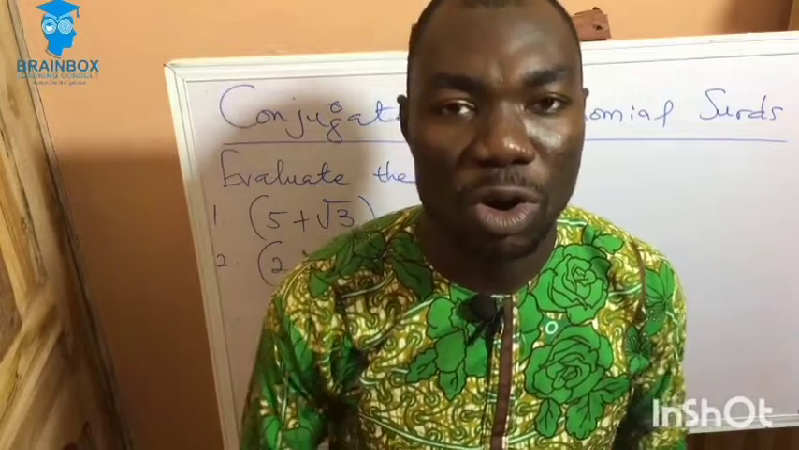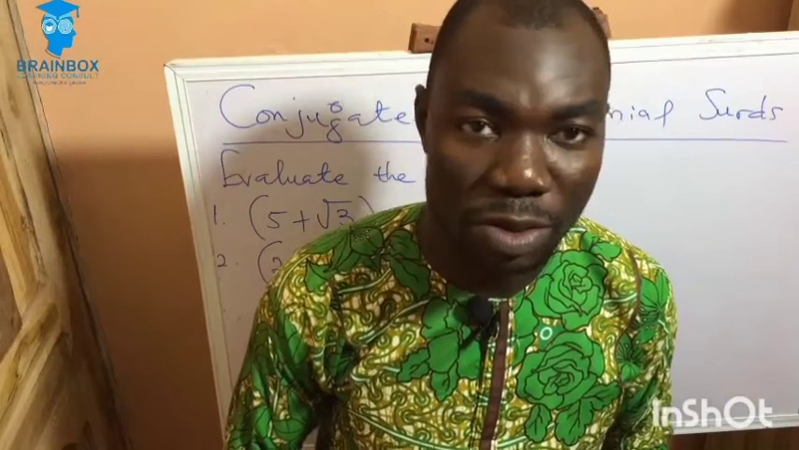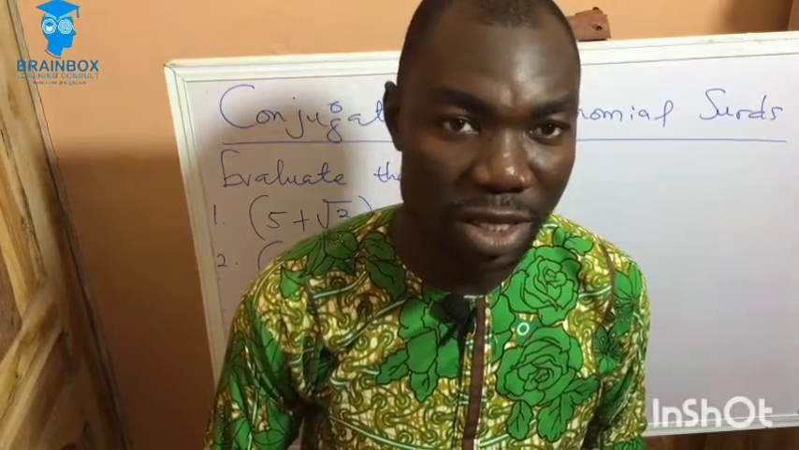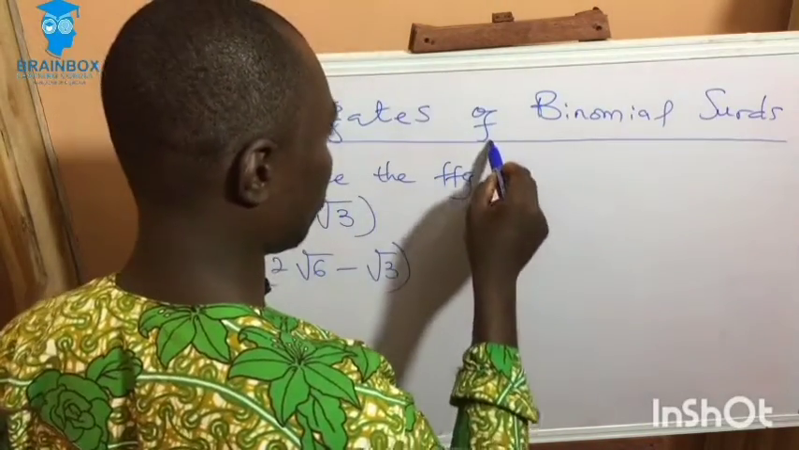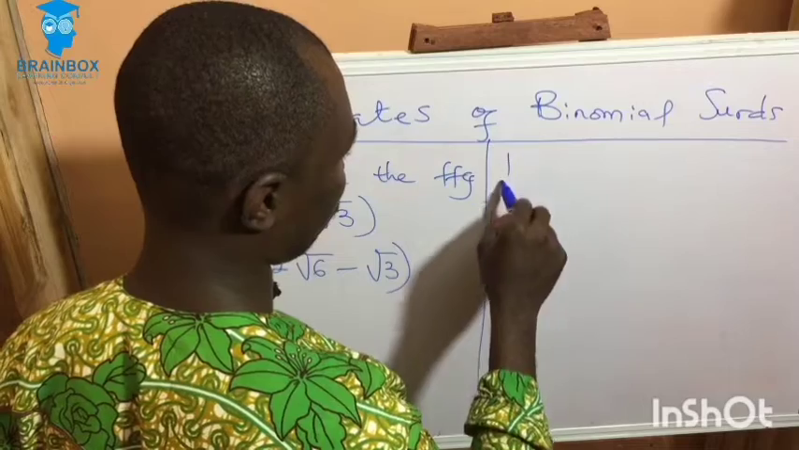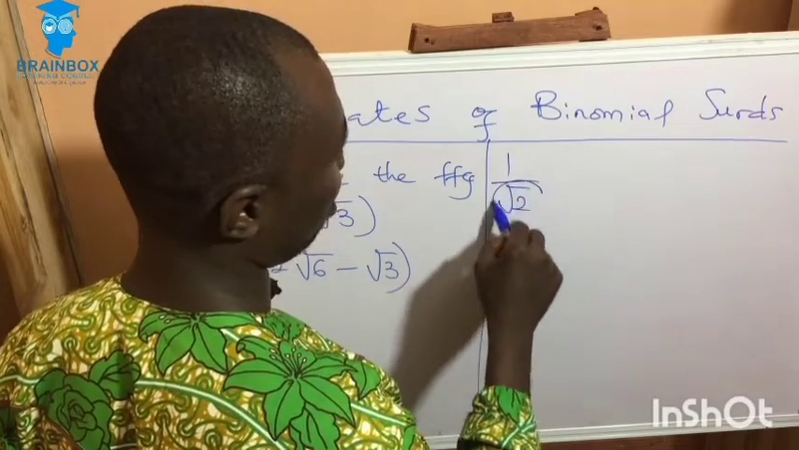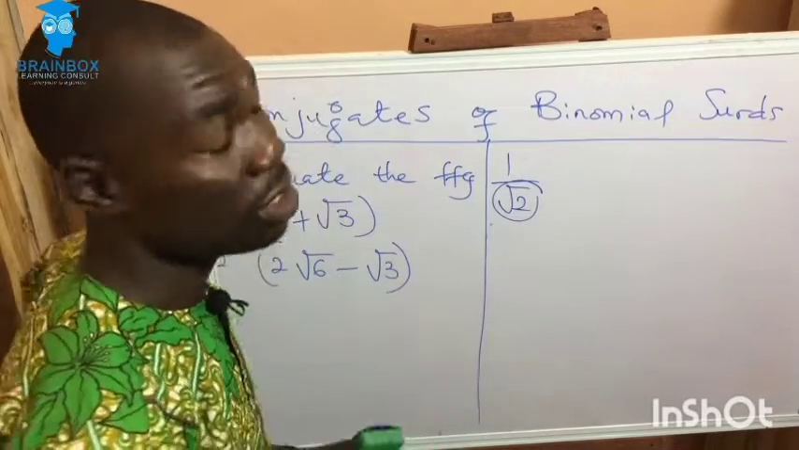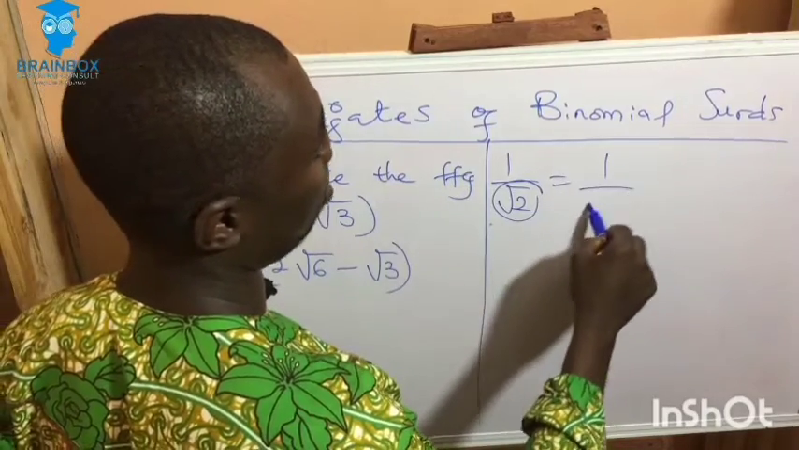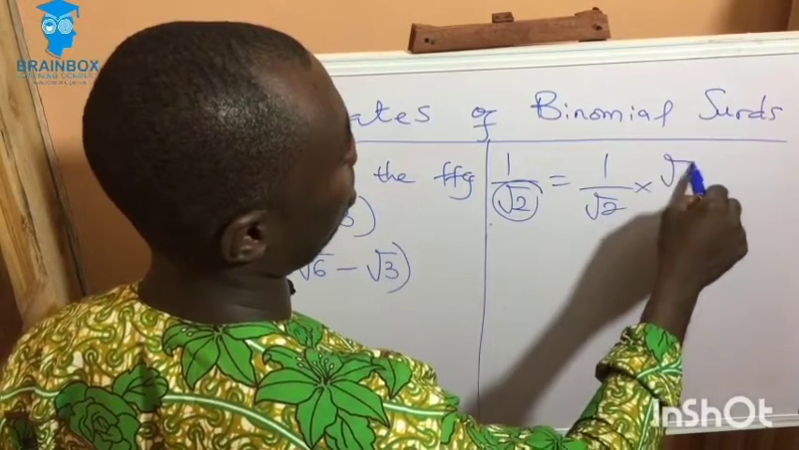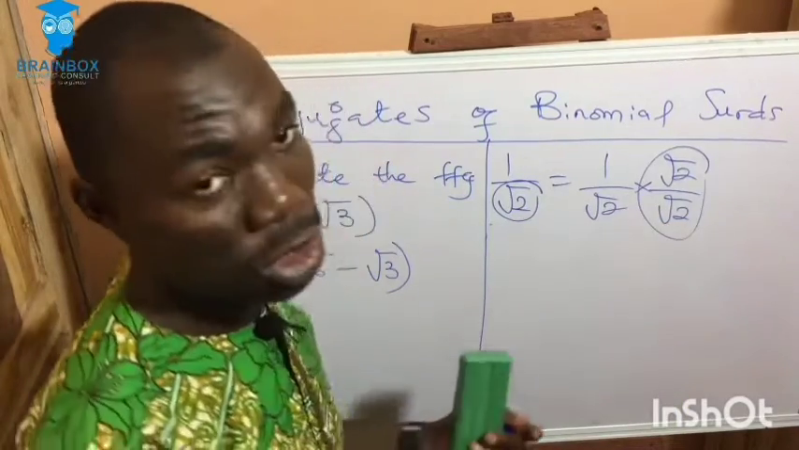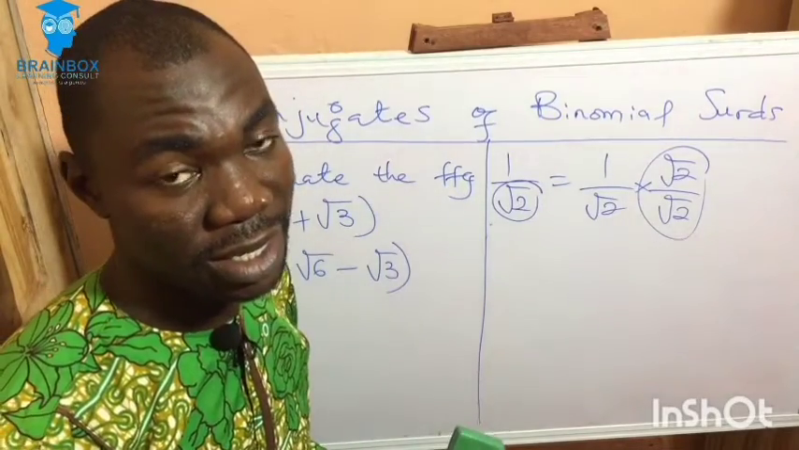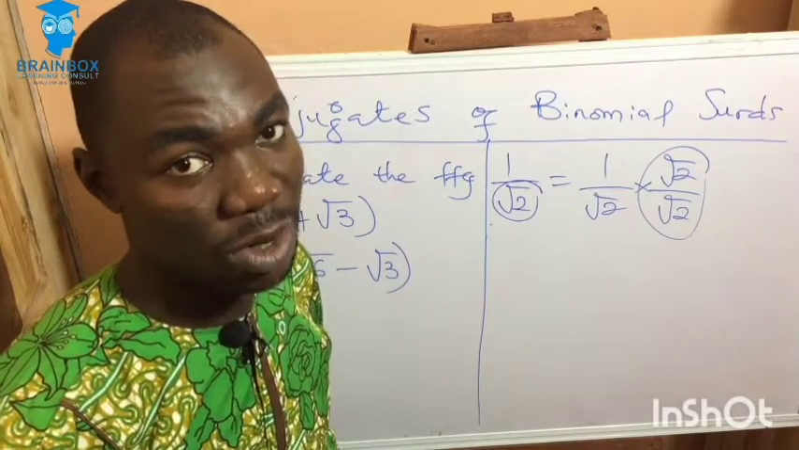Now, when the denominator of the surd is a single surd, for instance, when you have something like this, it is a single surd, you just rationalize. I've explained that previously, so do check out that video. Rationalize. This is much easier than the conjugate of binomial surds.